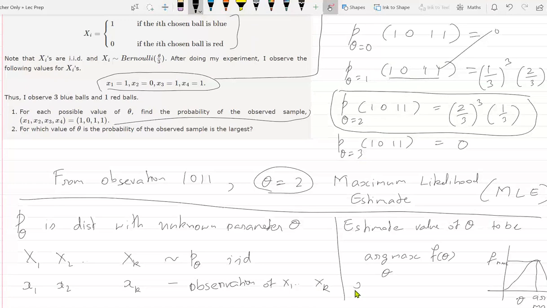So f theta is basically equal to the probability under theta of x1 to xk. You compute the probability of this observation x1 to xk under different values of theta. So let's say theta equal to 0, 1, 2, 3. We compute this value, and this function which maps theta to this probability is the function f theta. You compute the argmax of this f theta. That is called the maximum likelihood estimate.